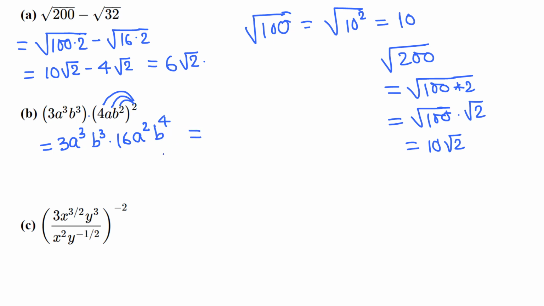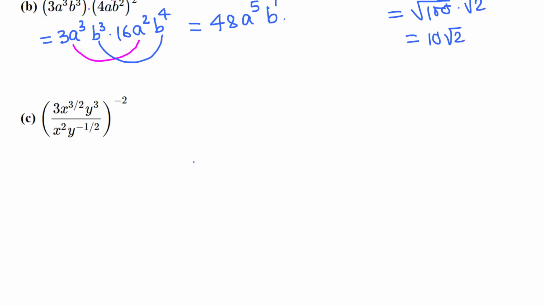Now we can multiply like numbers. 3 times 16 is 48, and we can multiply a cubed and a squared. When we multiply, we add the exponents. A, how many copies? 3 copies. Here we got 2 copies, 3 plus 2, 5. So we add the exponents. In the same way, b cubed and b to the 4th, so b raised to 3 plus 4, 7, final.